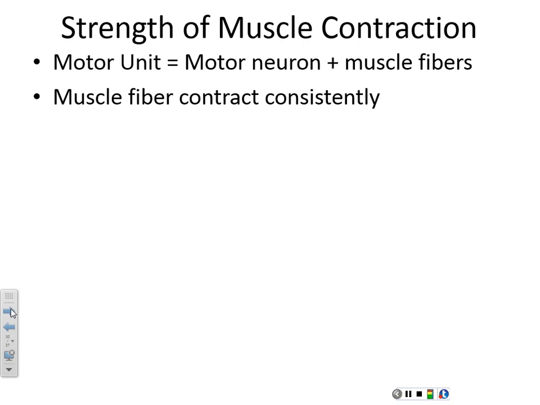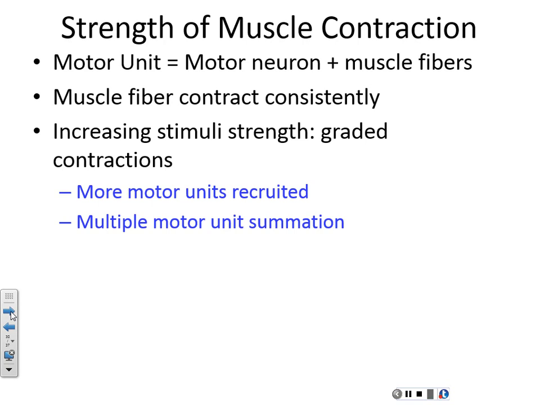If you are lifting heavier and heavier weights, you recruit more and more motor units, so that you have more muscle cells contracting to put more force. A muscle fiber contracts consistently with the same force. It's just a matter of how many muscle fibers you are contracting and with what force.